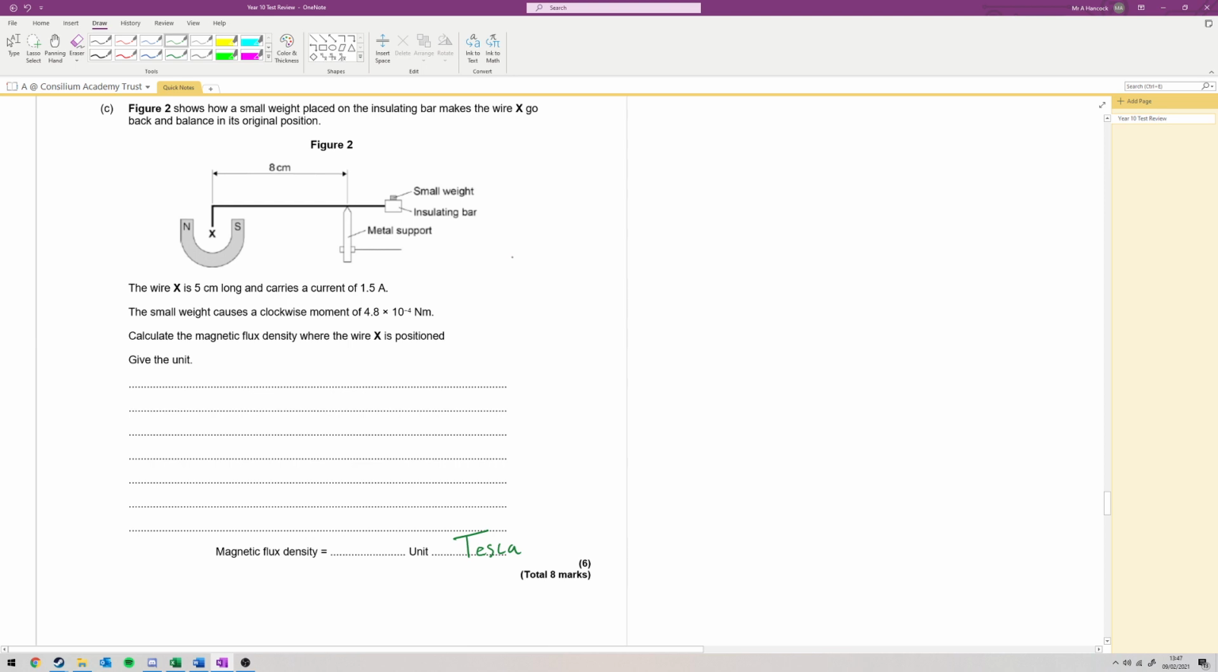Now, I've done this proof before, so I'm just going to go through it again very quickly. Let's see. So this is going to be an F equals BIL question. And it wants you to calculate the magnetic flux density. It's told you the current, which is there, is 1.5 amps. It's told you that the length of wire in X, which is the length of wire in the magnetic field, is 5 centimeters. 5 centimeters is 0.05 meters.